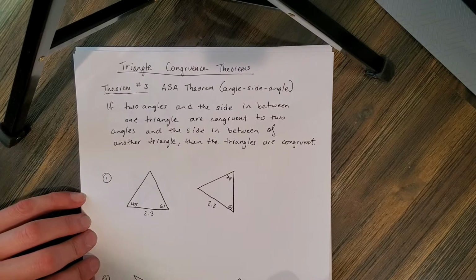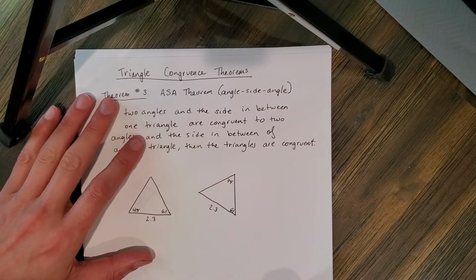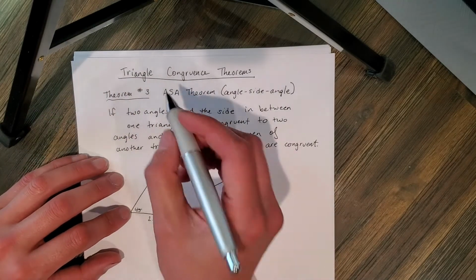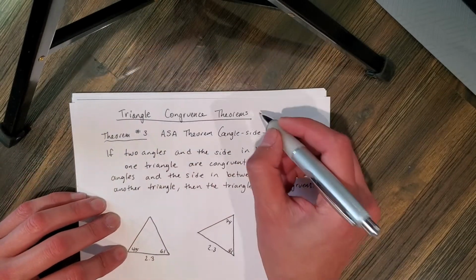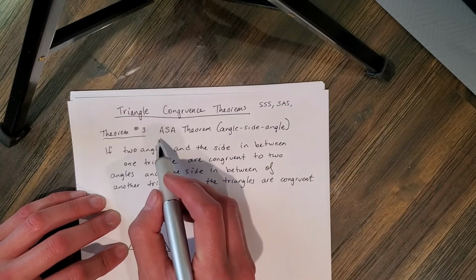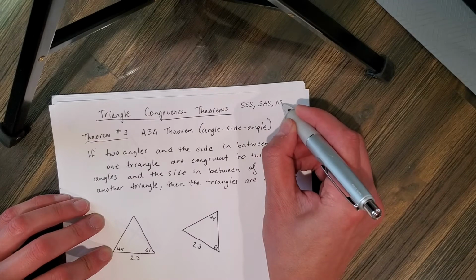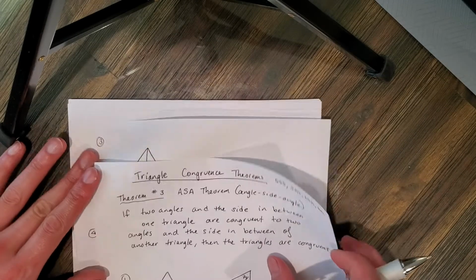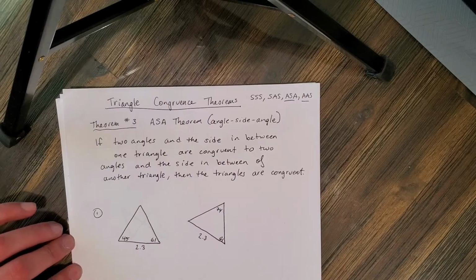So now we come to the next pair of theorems. We have two more to go, actually three more, but we're only going to do two more today. So we have ASA. So far we've done SSS and SAS, and today we're going to do ASA and AAS, which is over there, okay? So now let's take a look at this one here.